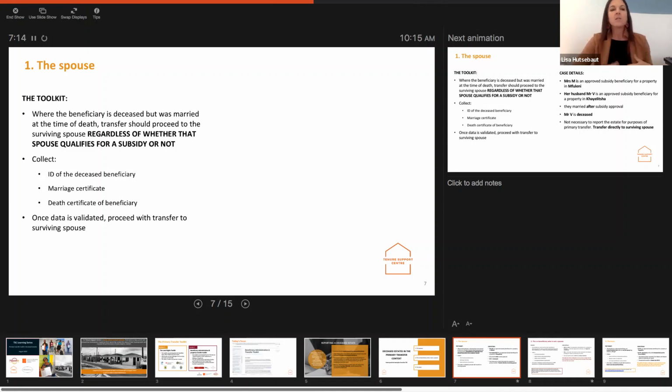So the first scenario, which we come across frequently, is you have an approved beneficiary on HSS. That beneficiary has subsequently passed away before primary transfer could happen. And that deceased was married at the time of their death. Now, the way we have approached this particular scenario is that regardless of whether or not that surviving spouse qualifies for a subsidy or not, the primary transfer should happen to that surviving spouse.